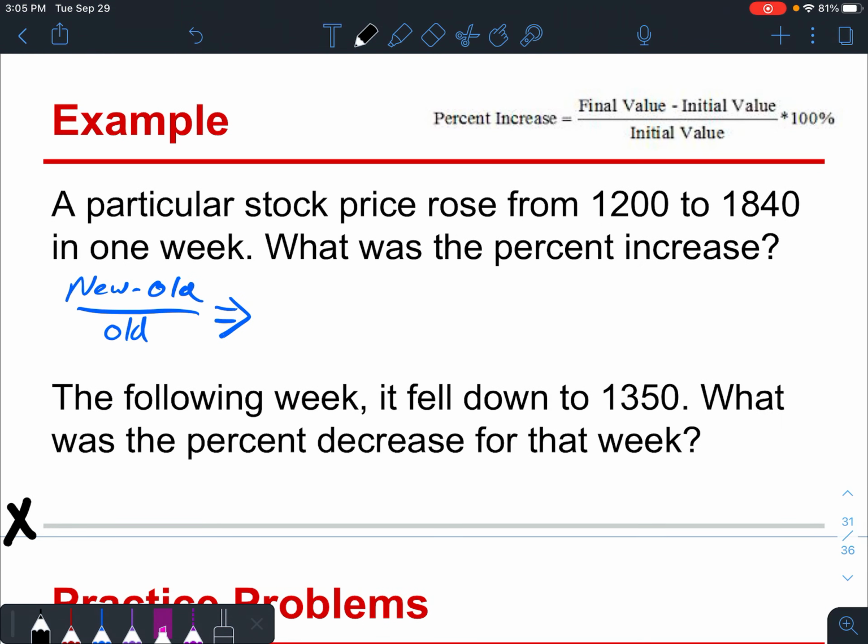A particular stock price rose from $1,200 to $1,840 in 1 week. What was the percent increase? So we're raising from $1,200 to $1,840. So this is going to be our new number, and this is going to be our old number. Just refer to the formula. The new number is $1,840 minus our $1,200. We're going to take that and divide it by 1,200, and then you can multiply by 100 to get it to a percentage.